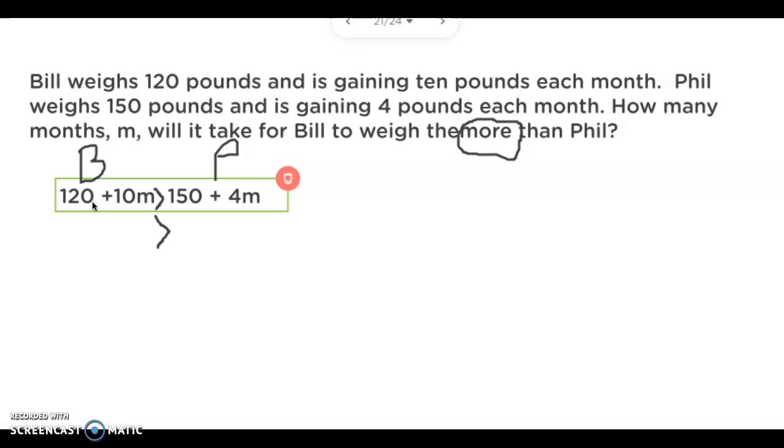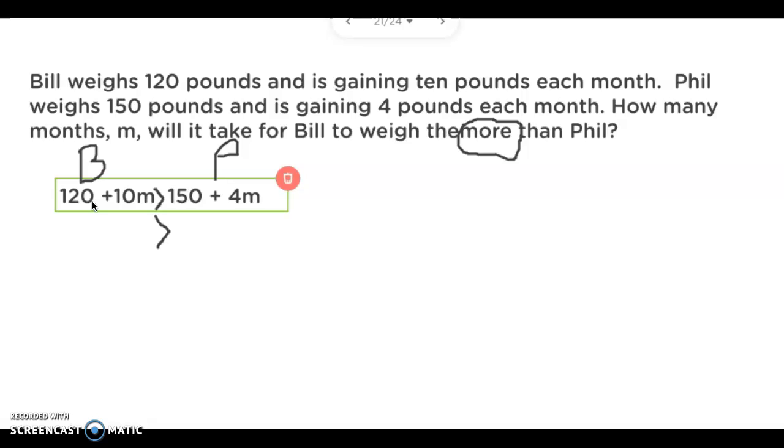So when you look at your problems, try to figure out, hey, what's happening? This guy is bigger than this guy, but at some point in time, Bill is going to weigh more. I want to know, when will Bill be more than Phil? Okay? Let's check out another one.